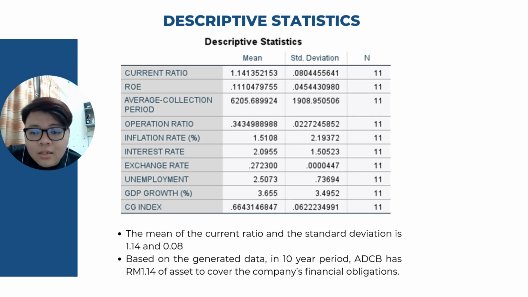Other than that, under macroeconomic factors, the mean of the inflation rate is 1.51, which means that the macroeconomic situation is stable with minimal inflationary pressure. Significant variation in inflation, which may be brought on by outside economic shocks or policy changes, is indicated by a high standard deviation of 2.193.